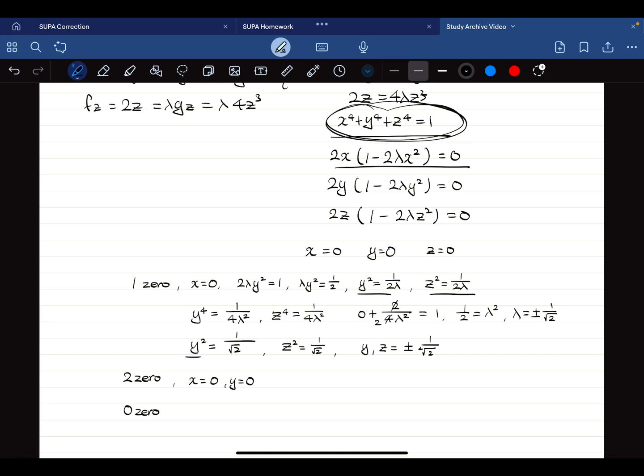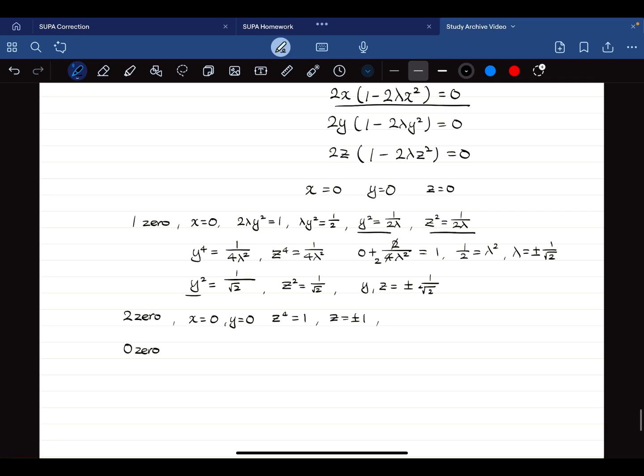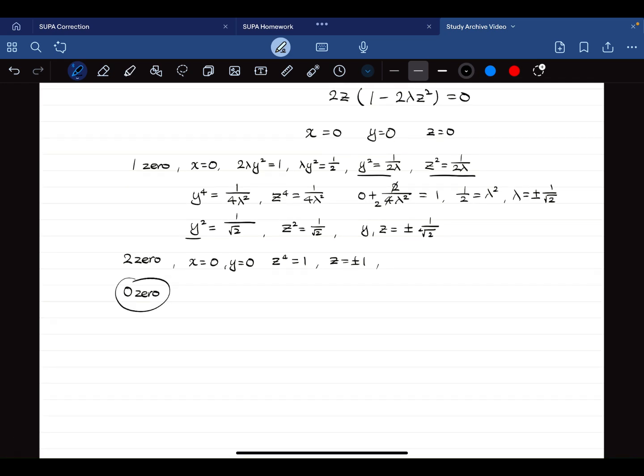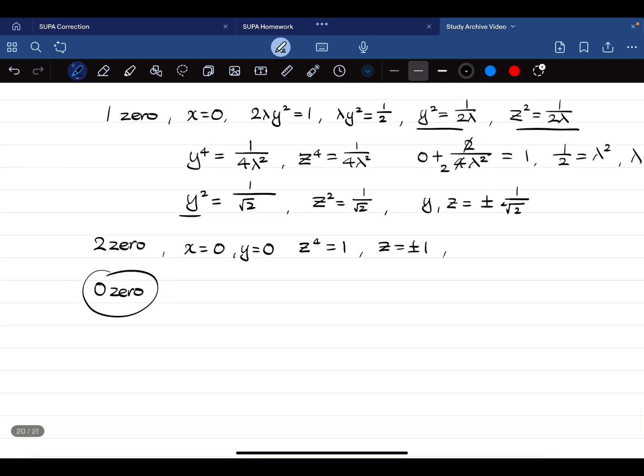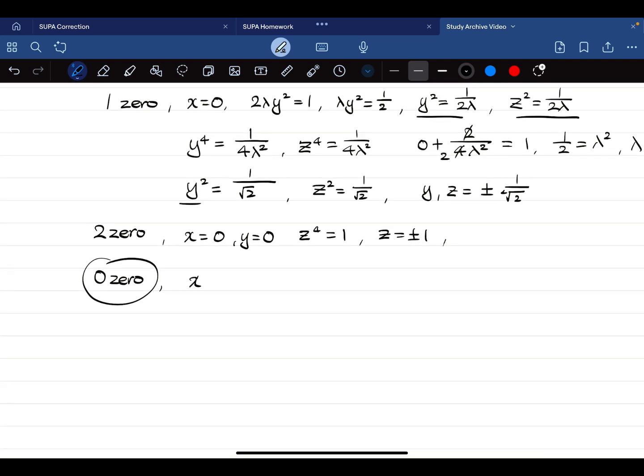For two zeros, which means that x and y are 0, that's a little bit more of a simple case because we again apply it to our original constraint. That just means that z to the power 4 is going to be 1, so z is either plus or minus 1. And we don't need to look for any lambdas, that's just going to be it.